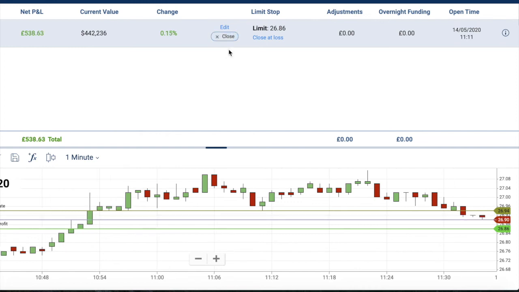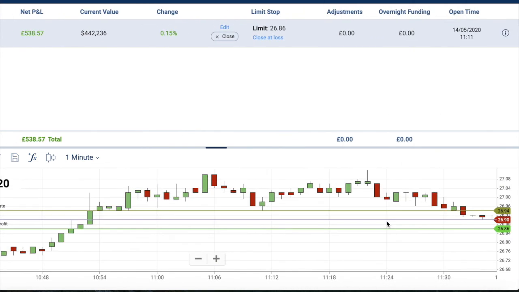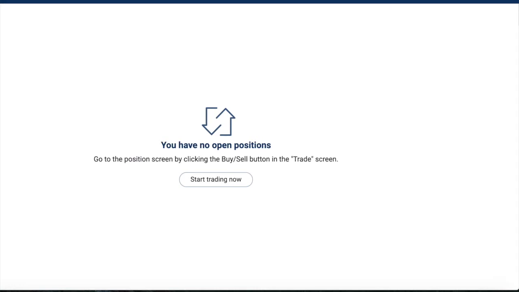So we're at a profit now of £538 if I wanted to close the trade. So we'll just hang on a little bit longer. Back to 269. Looks like the candle, and I'm going to close the trade there, and I'm going to close the position. And then what we're going to do is have a look at what the profit is. So let's have a look at the orders.